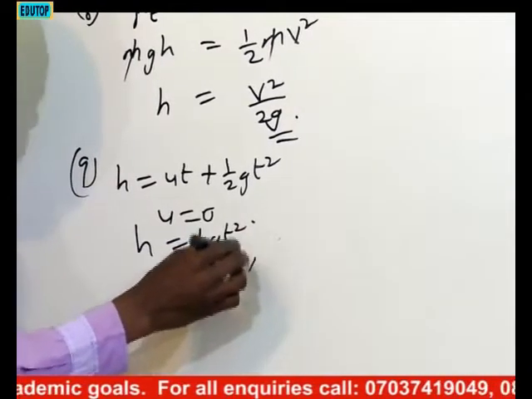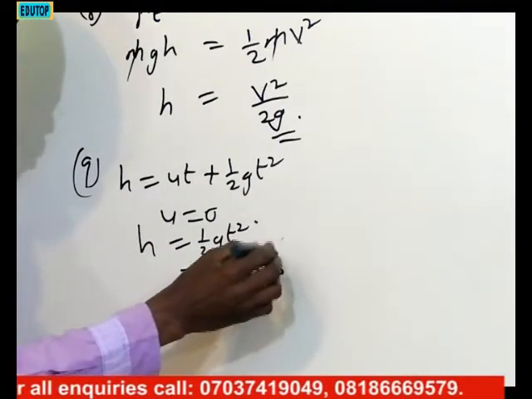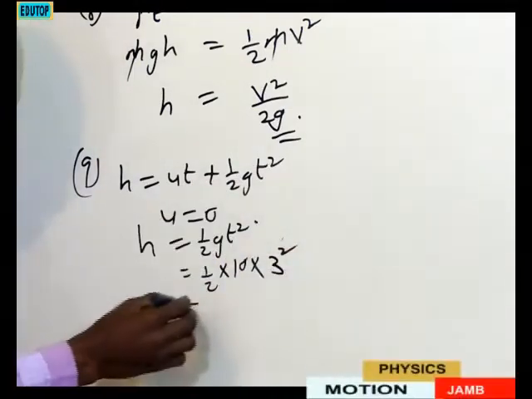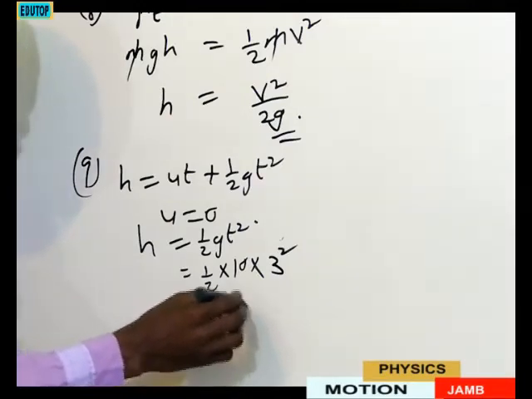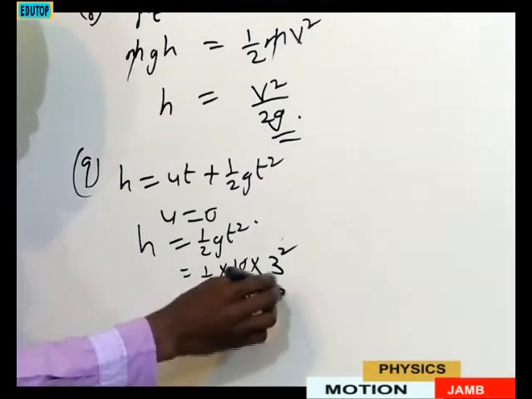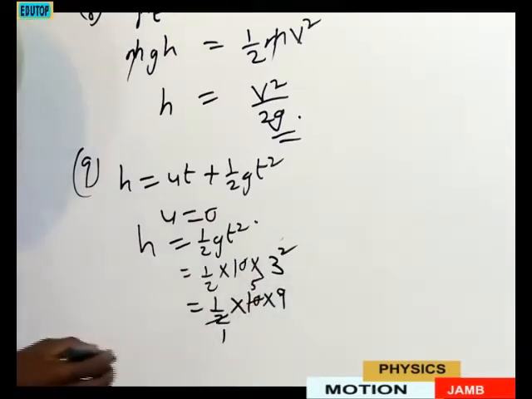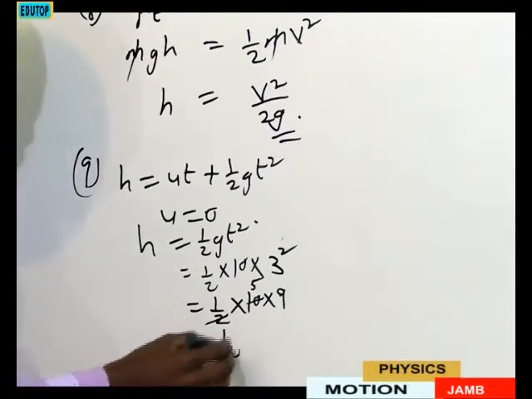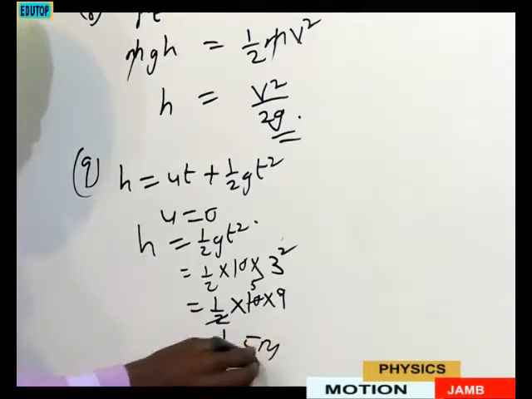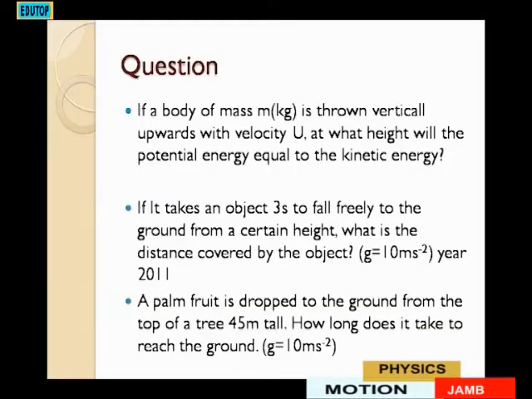Your g is 10, then you are given the time, which is 3 seconds. So h is equal to half times 10 times 3 squared, which is half times 10 times 9. Half of 10 is 5, and 5 times 9 is 45 meters. That's question number 9.